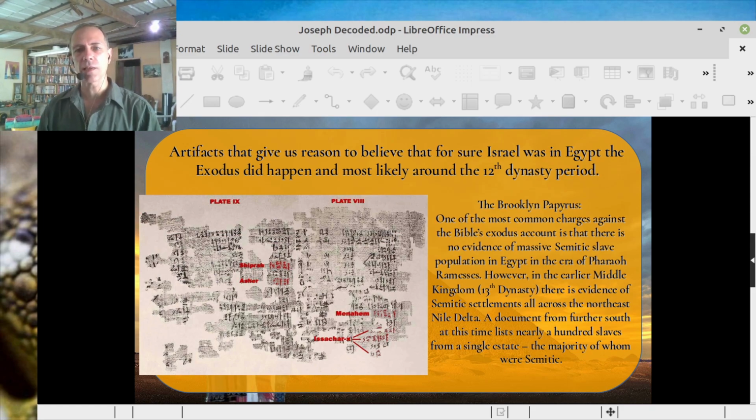And so, as this papyrus indicates, you would expect after some time, depending on when Joseph showed up, sometime in there, you would have this period when all of a sudden slaves would be everywhere. And that's exactly what this Brooklyn Papyrus is stating, that during the 13th dynasty, which is when they're guesstimating this papyrus comes from, there were many slaves, and many even in this one single estate, which gives indication that likely throughout Egypt there were actually a lot of Semitic or Israelite slaves.